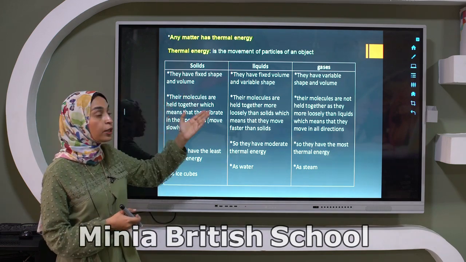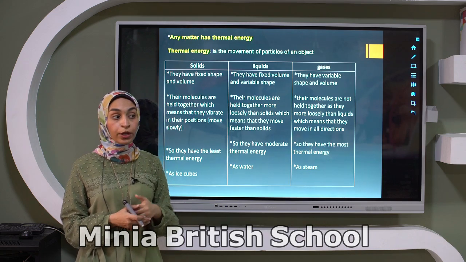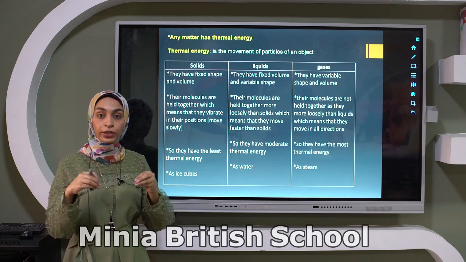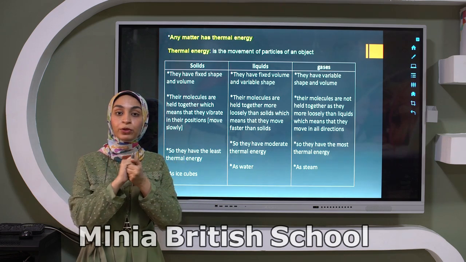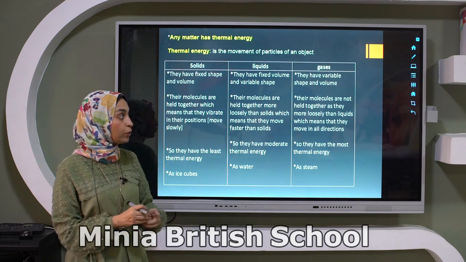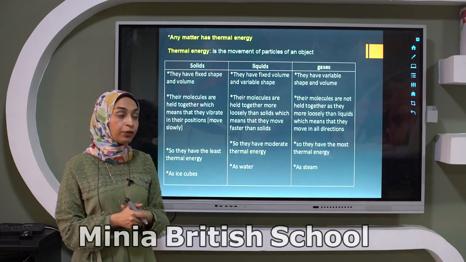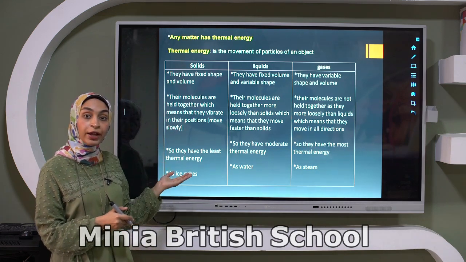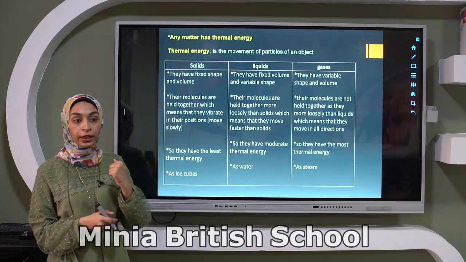Starting with the solid, they have fixed shape and also fixed volume. They move a little bit in their positions, because the forces that bond between these molecules are very strong. So they start to move, or we can say vibrate, in their positions. So they have the least thermal energy, such as ice, a book, a chair.